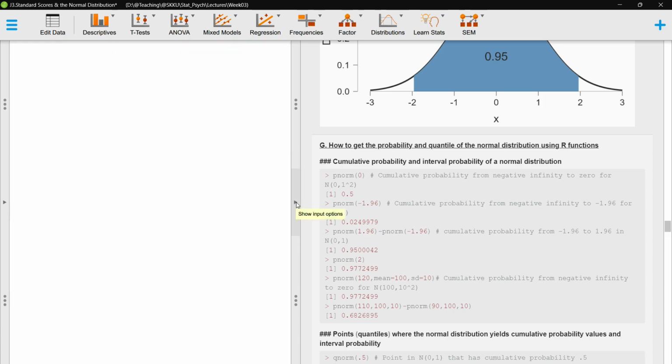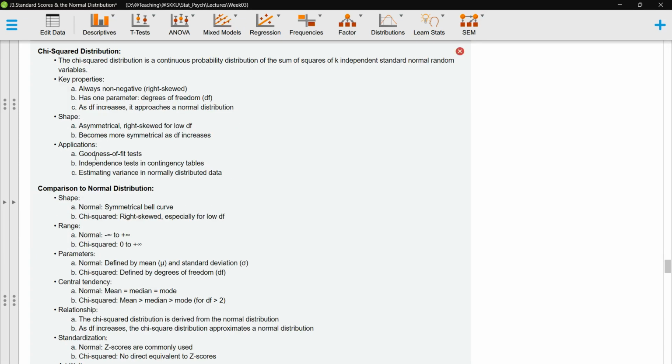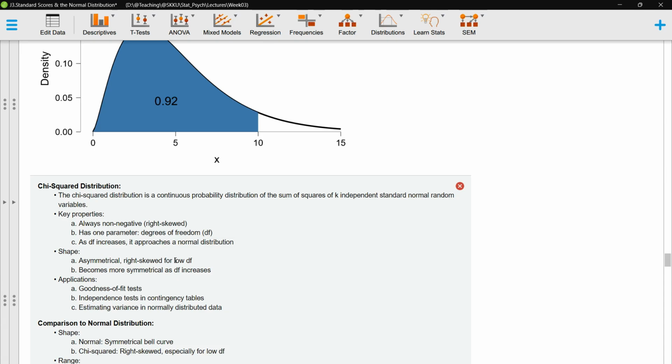And now let's go to the description of the characteristics. The shape of the chi-square distribution is asymmetrical. That means non-symmetric, and right-skewed for low df, degrees of freedom. And it is almost symmetrical for high values of the degrees of freedom, right? It becomes more symmetrical as the degrees of freedom increases.